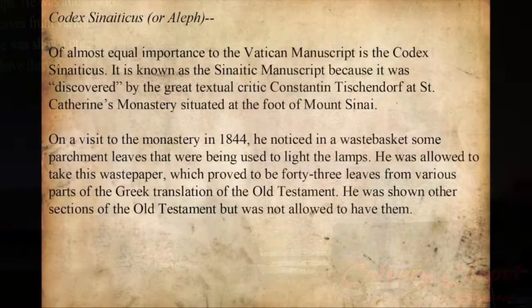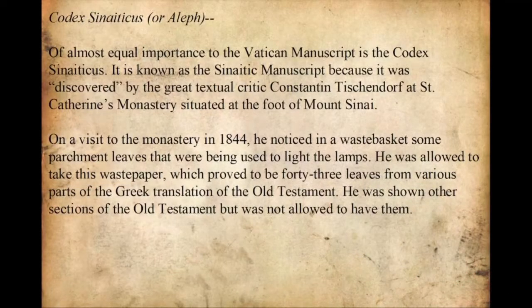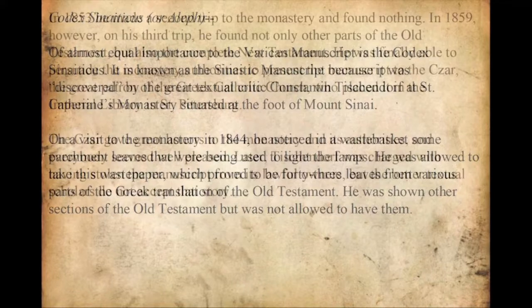But on a visit to the monastery in 1844, he noticed in a waste bucket some parchment leaves that were being used to light the lamps. He was allowed to take this waste paper, which proved to be 43 leaves from various parts of the Greek translation of the Old Testament. He was shown other sections of the Old Testament, but was not allowed to have them.